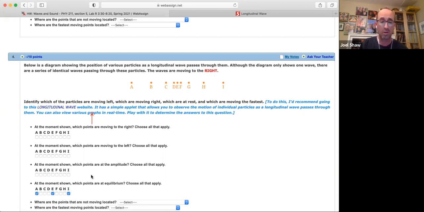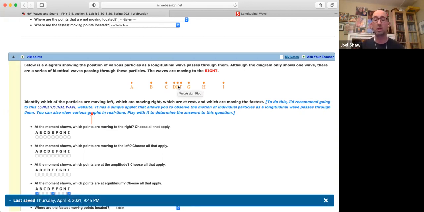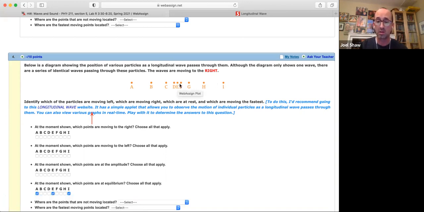Okay, so what about amplitude? Well, amplitude is going to be between the two equilibrium points, right? It's going to be halfway between. So based on points going halfway between, that's going to be points G and C. So which points are at the amplitude? Okay, so that's points G and C. So these points are at the amplitude of their motion.